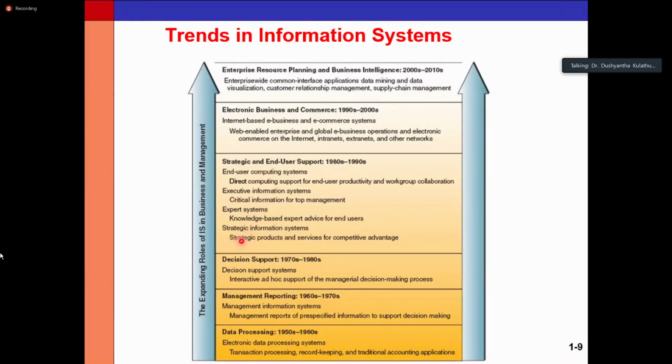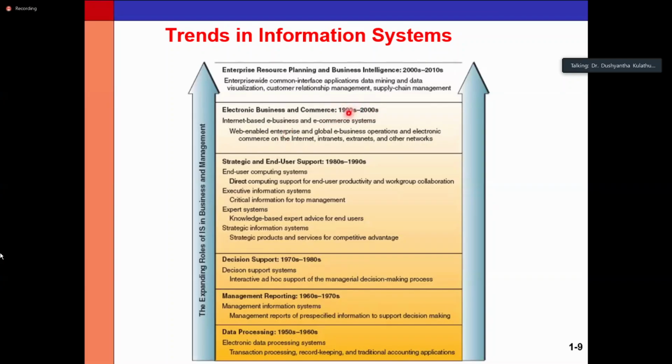Then strategic information systems, the introduction of strategic products and services for achieving competitive advantage. Now, these systems are capable of supporting the organization to produce products and services which they can use to achieve competitive advantage. I think when it comes to these categories, we will be elaborating more in the time to come. And I think some of the systems we will be talking about today also.